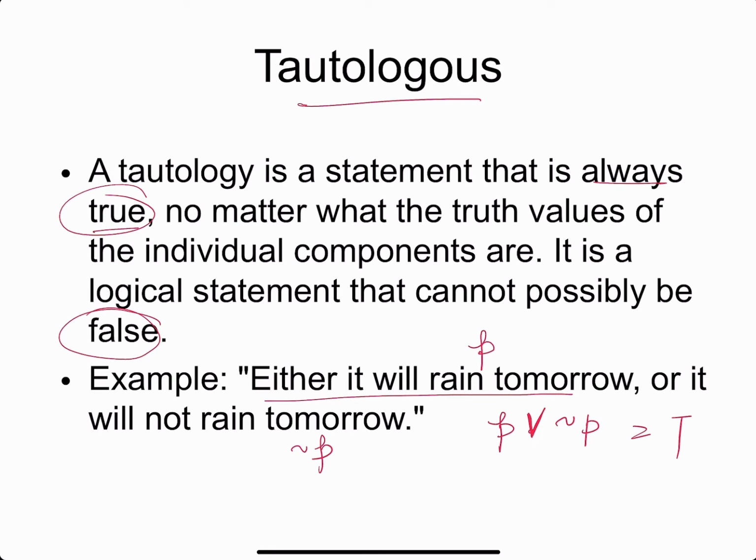Now let's draw the table and try to understand how it is possible. In case of p, again 2 raised to the power 1. So you have p and then you have negation of p, and next you have p or negation of p. So p will be true, false, negation of p will be false, true. Now true with false will be true, false with true will be true. So this will always be true. In case of p or negation p, it will always be true.